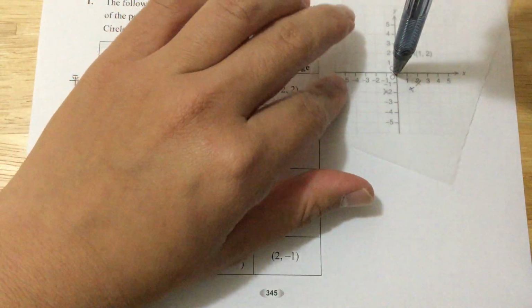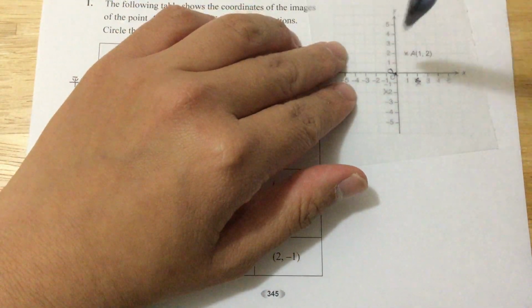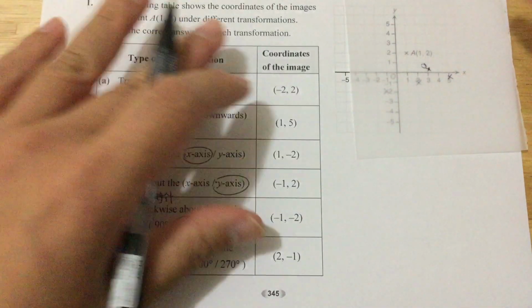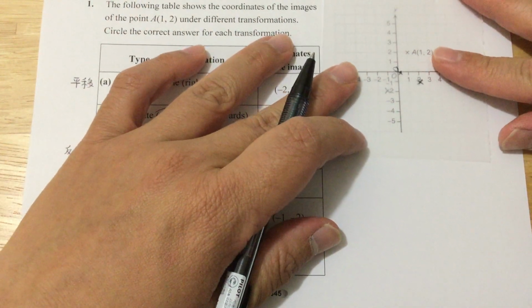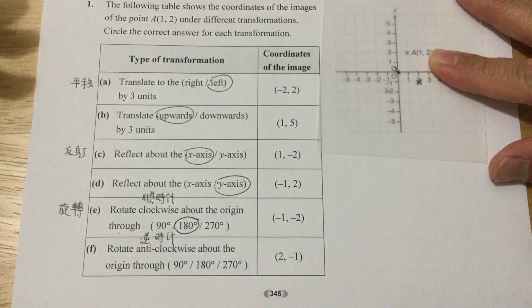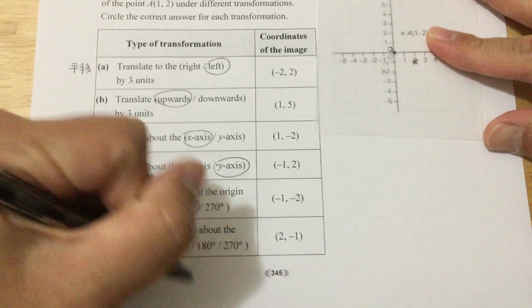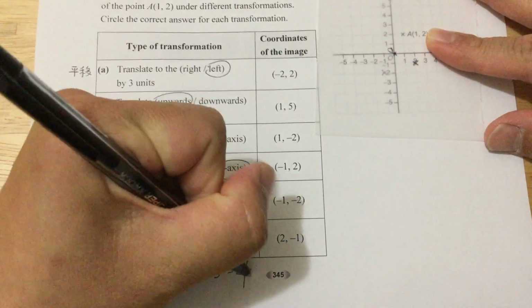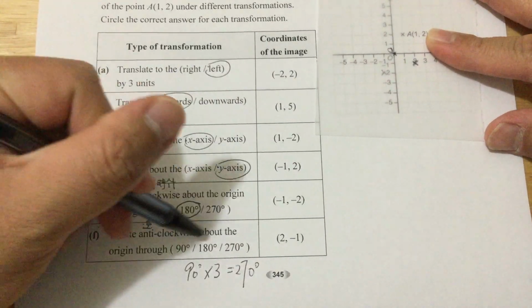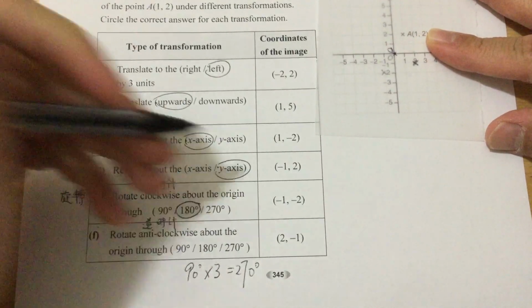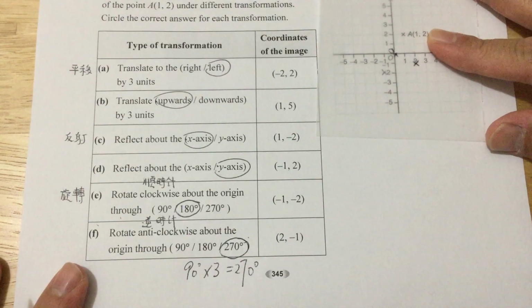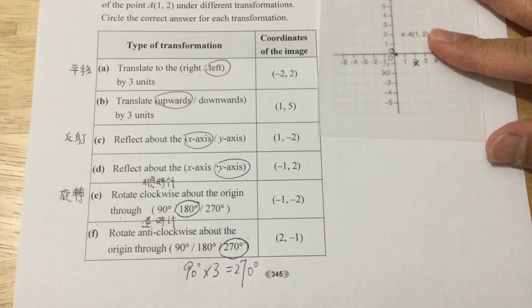Next, what we are going to do is that we move it 3 times, and we see we overlap for (2, -1). So after you rotate 90 degrees 3 times, that means 90 degrees times 3, that is 270 degrees, you will rotate anti-clockwise about the origin through. So the answer is 270 degrees. Okay, now, so what we have is something like this.